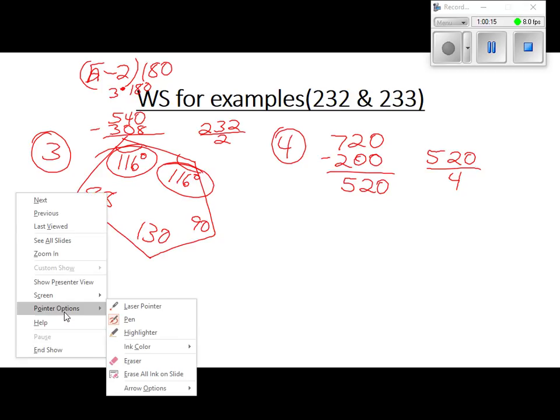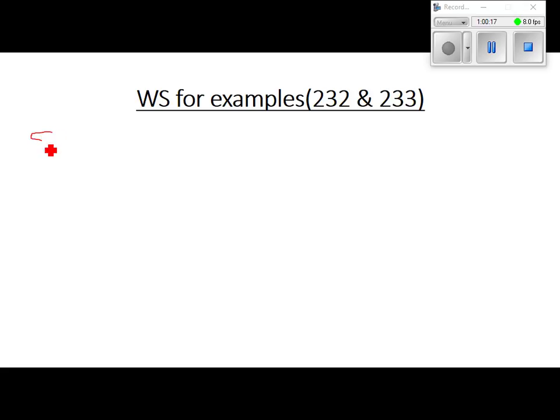Number 5. What do we know about the exterior angles? They all add up to 360. Do we even care that it's a pentagon? Doesn't make any difference. Exterior angles always add up to 360.